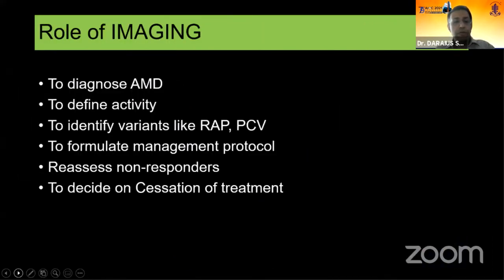So the role of imaging, of course, is to diagnose the AMD, define activity, recognize the variants like RAP, PCV, formulate management protocol, reassess non-responders. So these are even more important to image the patients who don't do so well and to decide the cessation of the treatment. I'll be mostly concentrating today on the diagnosis part because management will be taken up by subsequent speakers.